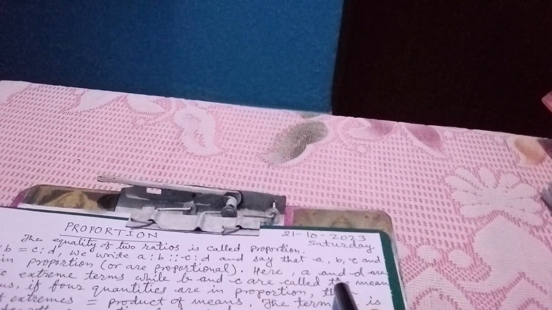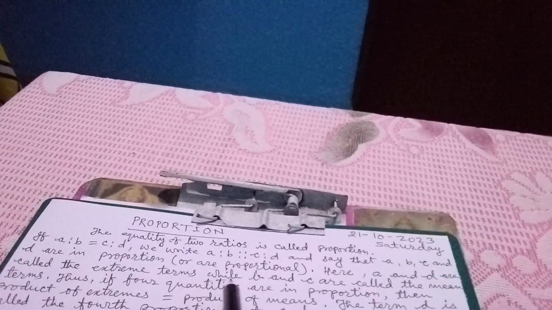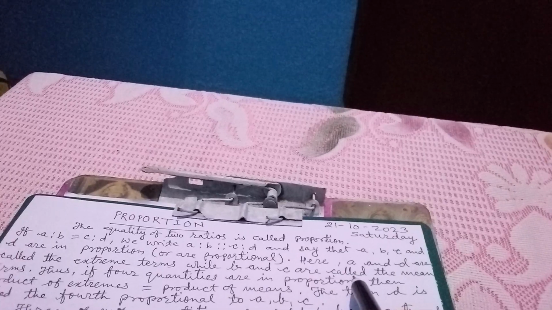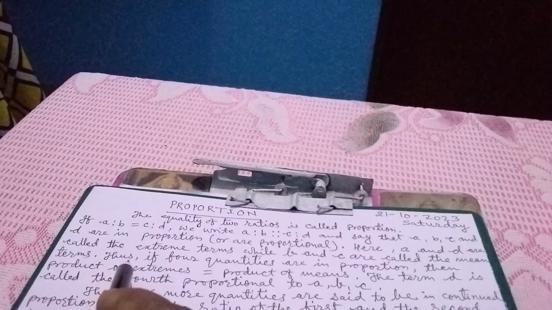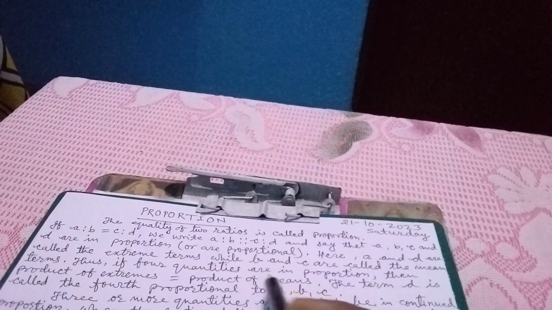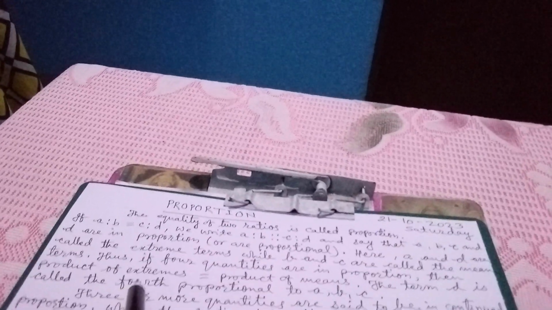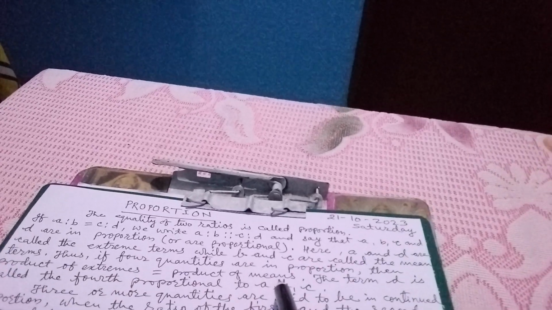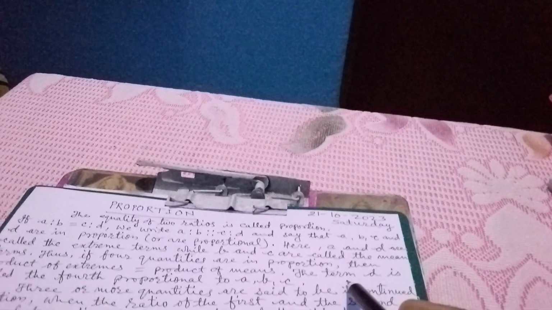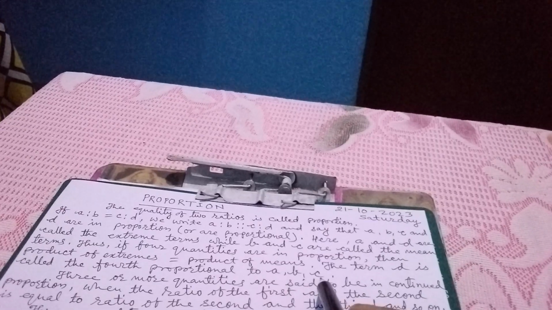Here a and d are called the extreme terms, while b and c are called the mean terms. Thus, if four quantities are in proportion, then the product of extremes equals the product of means. The term d is called the fourth proportional to a, b, c.